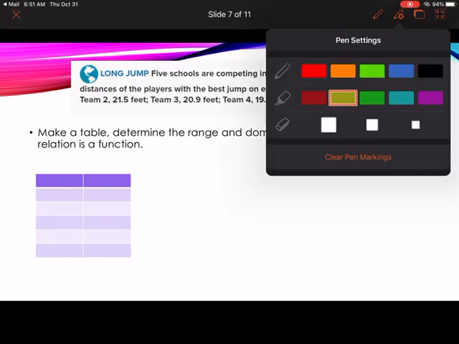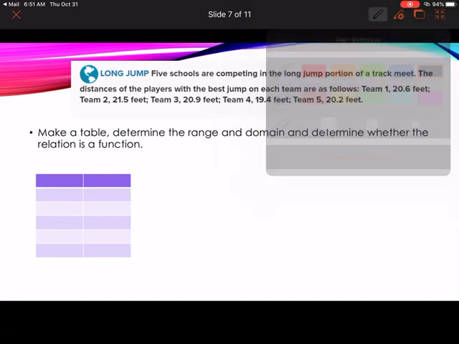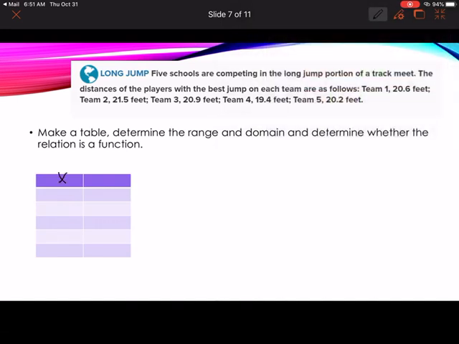So let me get some colors up here. When we make a table, we're going to have our x and our y values. Our x values are going to be our independent values, so we would just write these teams. So team 1, and then our y value is what would go with that, 20.6. Team 2, 21.5. Team 3, 20.9. Team 4, 19.4. And team 5, 20.2.